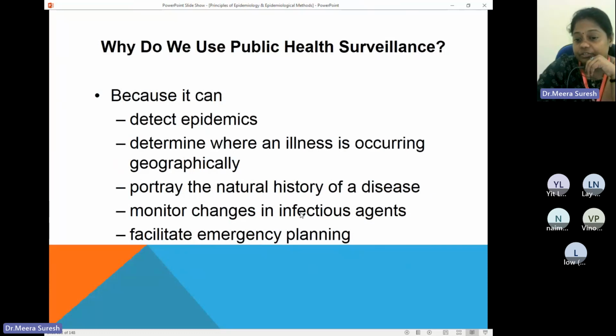Monitor changes in infectious agents. So, whether there is a variation happening with the influenza virus, whether the symptoms are changing, whether the duration of the disease is increasing, then we understand that some changes are happening within the infectious agents. And also to facilitate emergency planning.